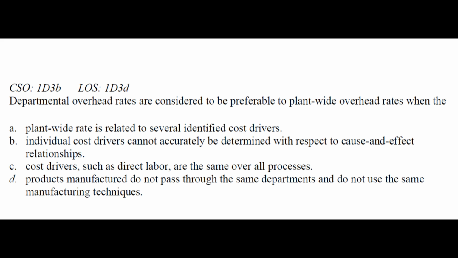This question tests the concept of overhead allocation methods, specifically when departmental overhead rates are more appropriate than plant-wide rates. Key ideas. Plant-wide overhead rate uses a single overhead rate for the entire factory. Suitable when production is simple and homogeneous. Assumes a single cost driver, e.g., direct labor hours or machine hours. Departmental overhead rates. Assign separate overhead rates for each department. Better when different departments have different cost structures and cost drivers, improves accuracy of product costing.